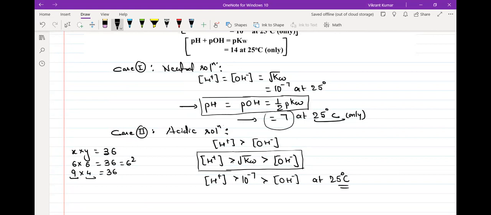If I apply the pH part, look at this sign: as I take the log and apply minus, the sign will become reversed. That's why we'll say pH will become less than half pKw and pOH will become greater than half pKw.